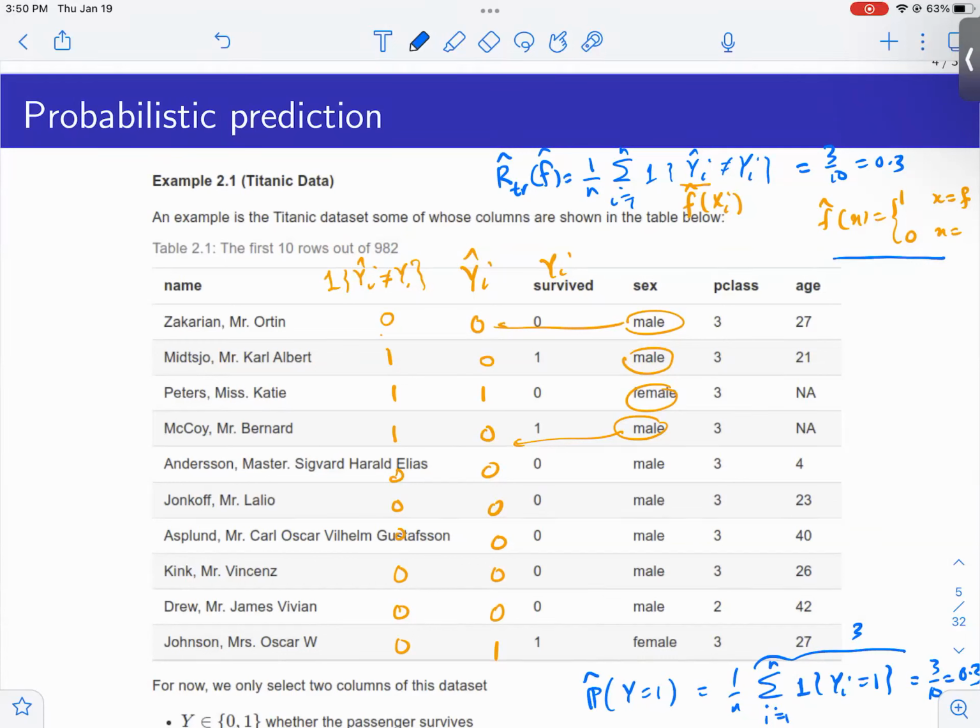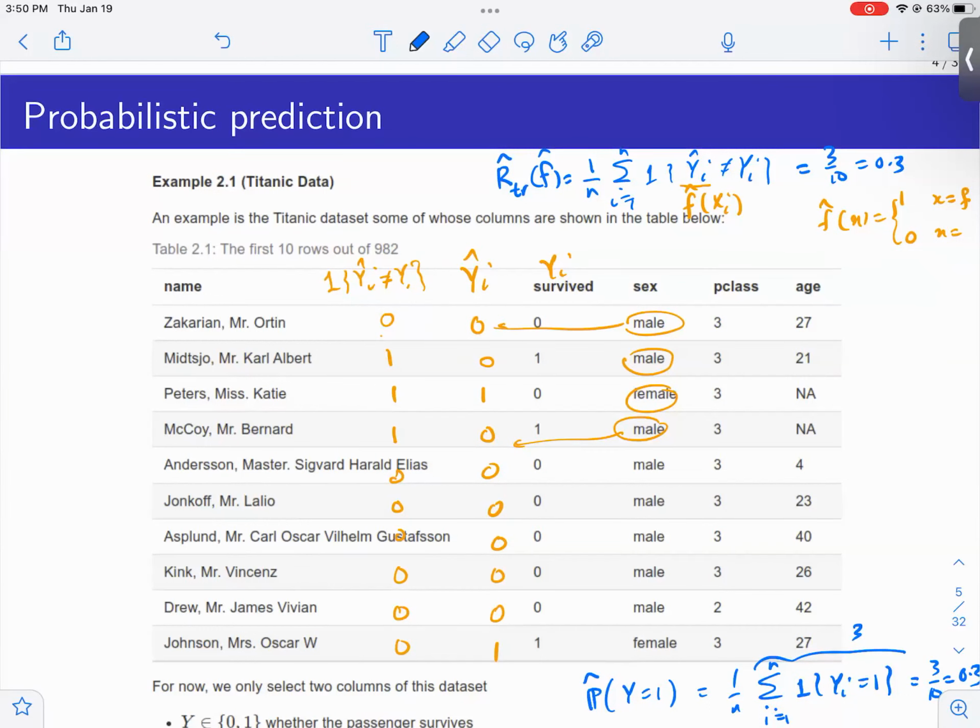Both the majority rule and the optimal rule we can approximate. And this is the approximation of the error. So we call this the training error. Does anyone know why we call it the training error? Yes, let's see if anyone else knows.